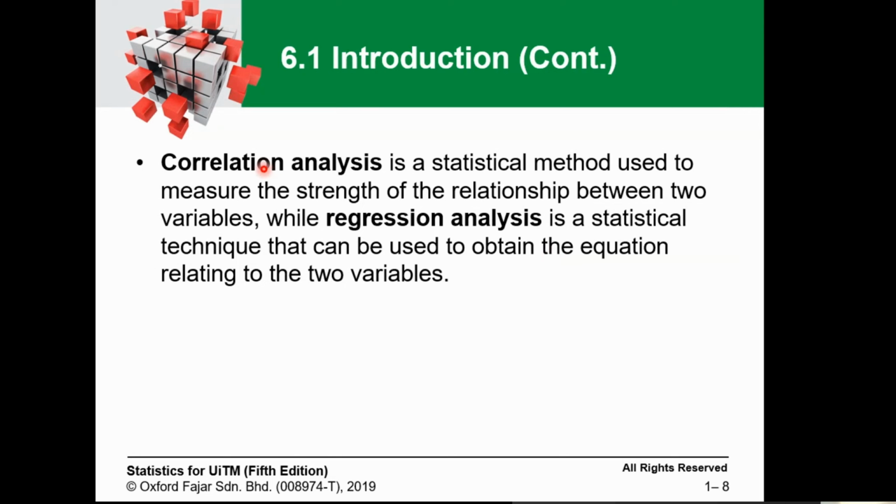So correlation, as we mentioned, we want to know the difference between correlation and regression. The correlation is used to measure the strength of the relationship between two variables, while regression analysis is a statistical technique that can be used to obtain the equation relating those two variables. Because when we have a relation between those two variables, we can obtain an equation to measure the movement of one variable, which we call the dependent variable, when something changes in the independent variable.